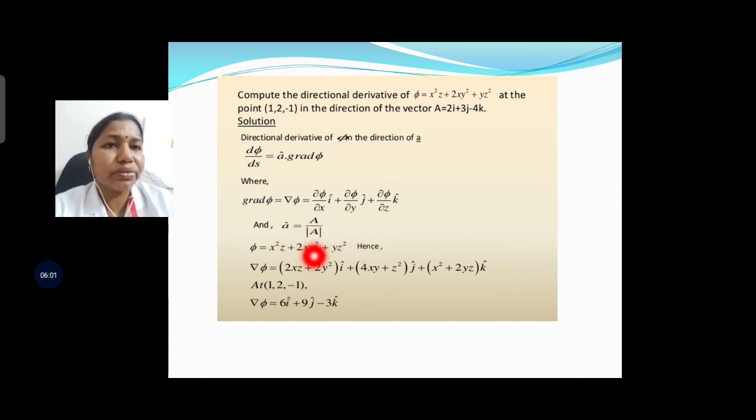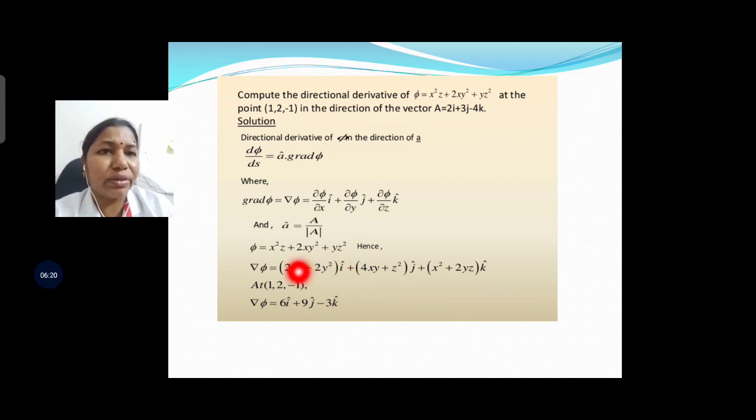So differentiate with respect to y, we will get 4xy plus z square j and x square plus 2yz k. So we can apply this value 1, 2, minus 1. Then we will get del phi equal to 6i, 2 into 1 into minus 1, 2 into 2 square. Here 4 into 1 into 2. Here minus 1 square. Here 1 square. Here 2 into minus 1. So del phi is equal to 6i plus 9j minus 3k.